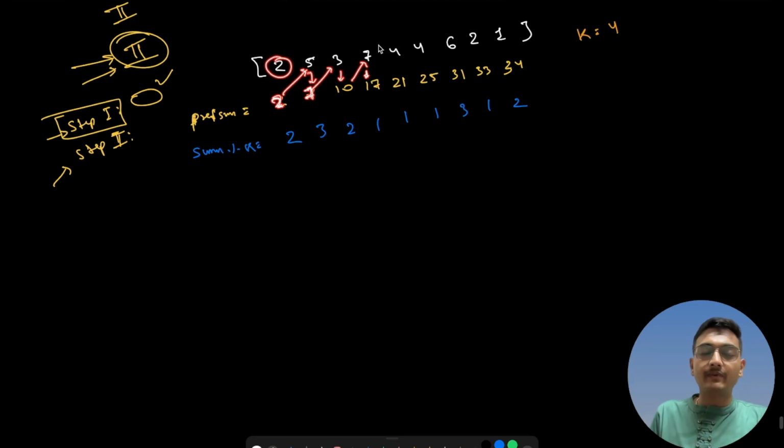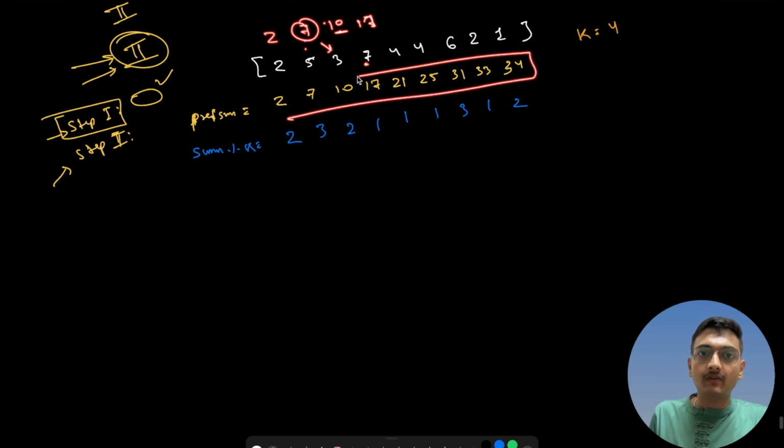What prefix sum is, basically, we will just calculate all the sums. So like 2, then 7, we will just add this. Whatever number is here, we will add this to the current number and we get a new number, 10. Like this, I have calculated all of the prefix sum.